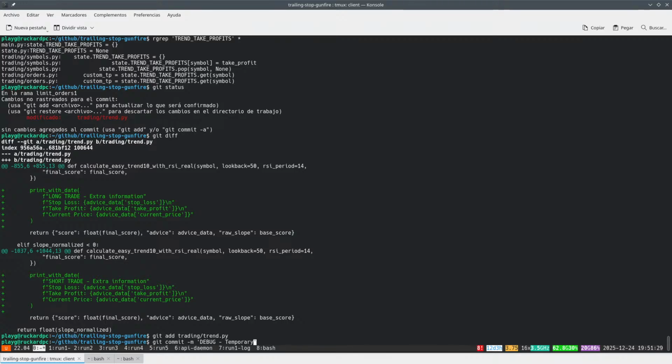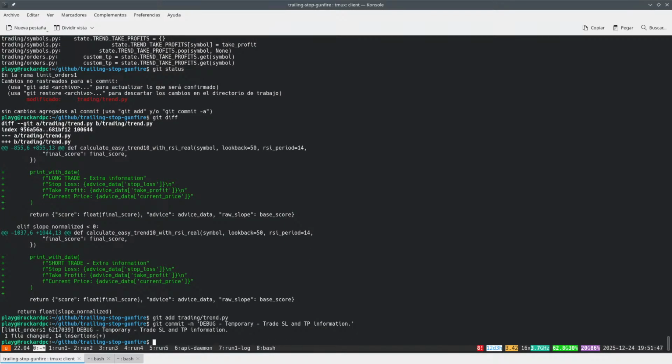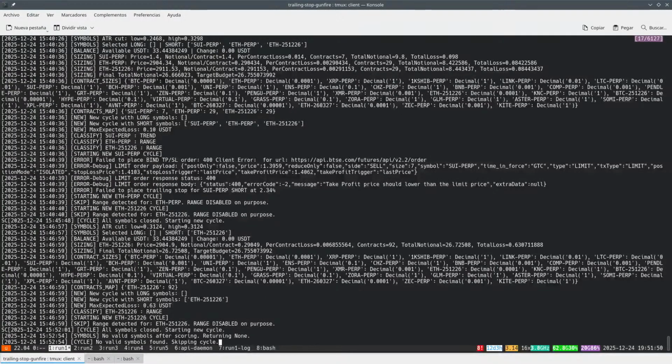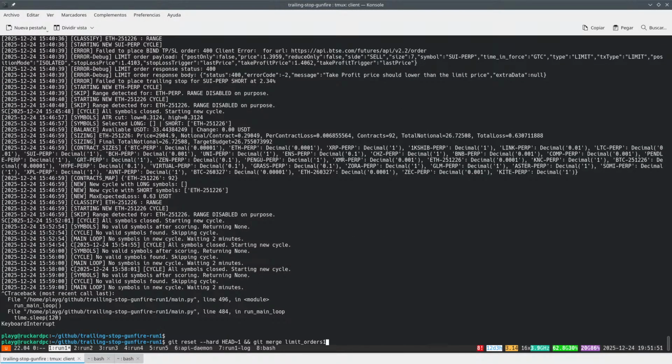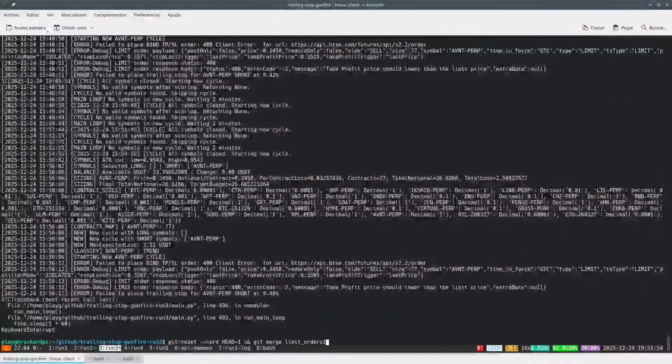So temporary debug, extra information for trades, trade stop loss information. I don't know how to put this thing. So now we can reset again.